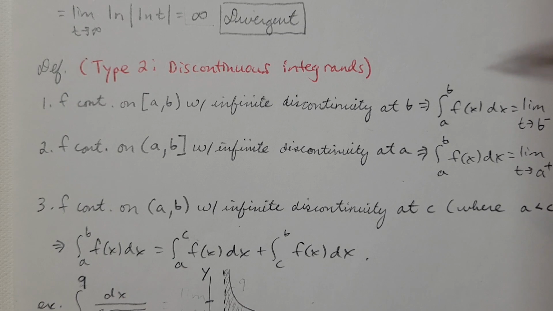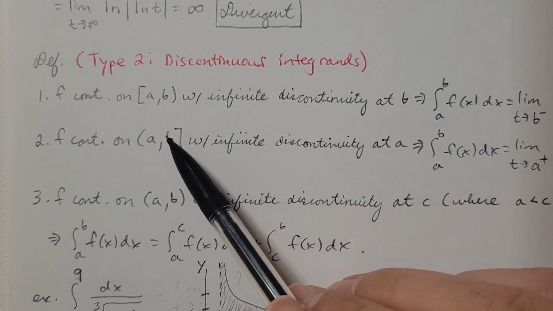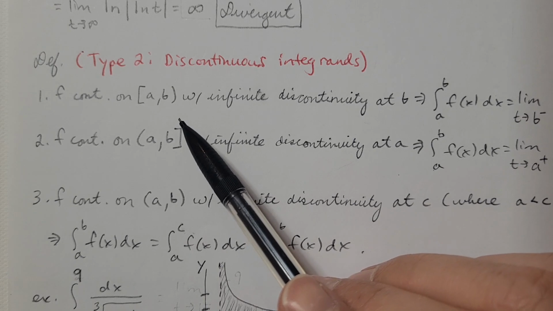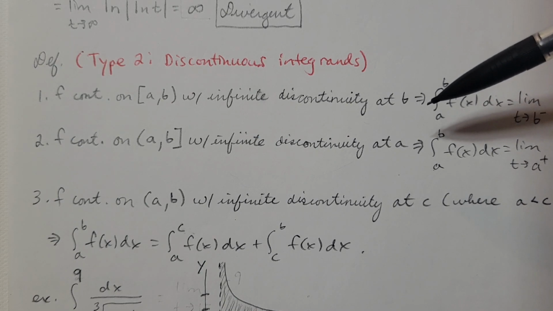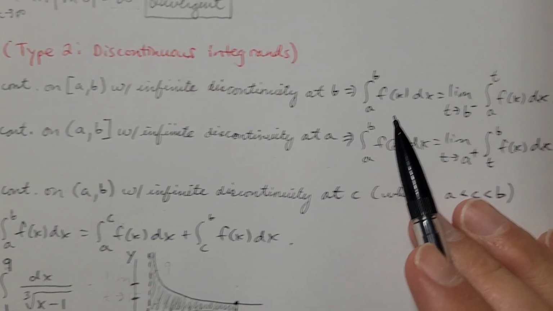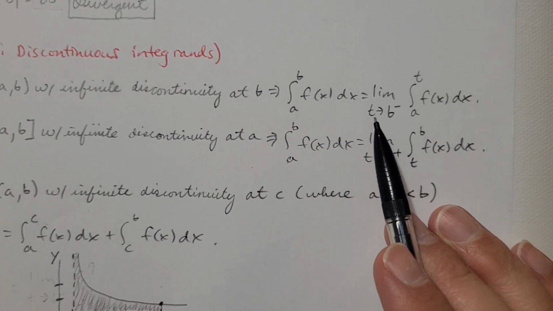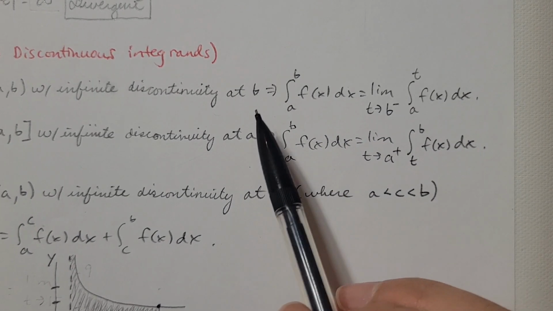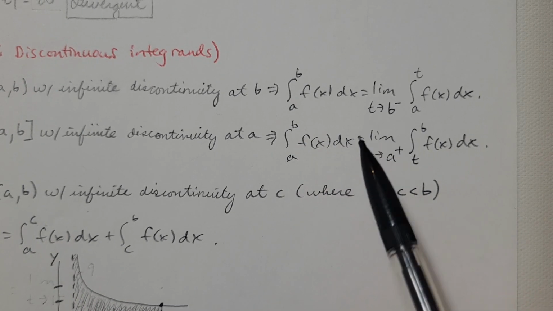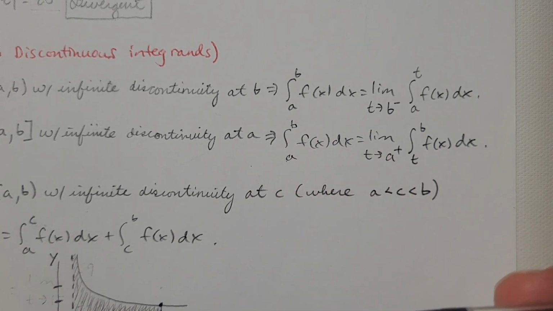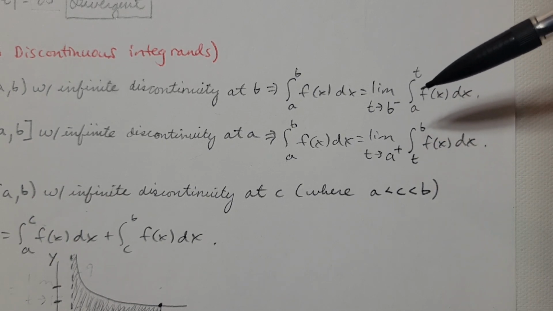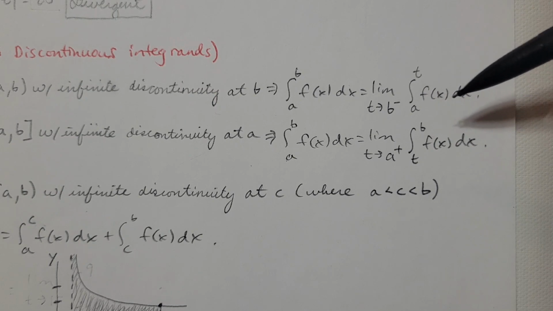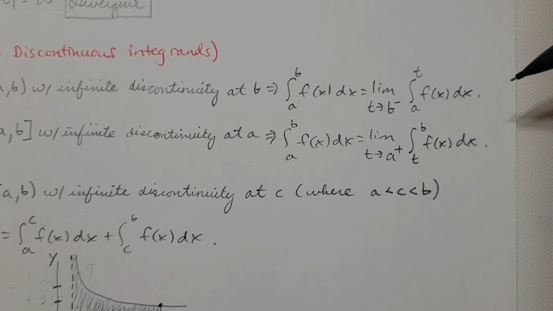As a definition, it says let f be a continuous function on the interval a to b, a is included, with an infinite discontinuity at b. So there's a vertical asymptote at b. Then the integral going from a to b of f of x dx is the limit as, now let's see, I'm approaching b from the left. If I'm going a to b, I'm approaching b from the left, and so it'd be the limit as t approaches b from the left of the integral going from a to t of f of x dx.